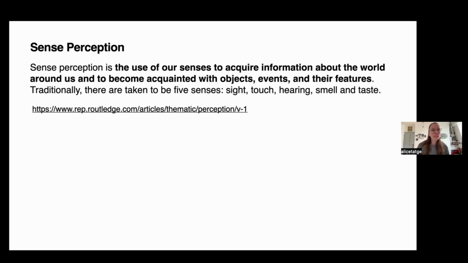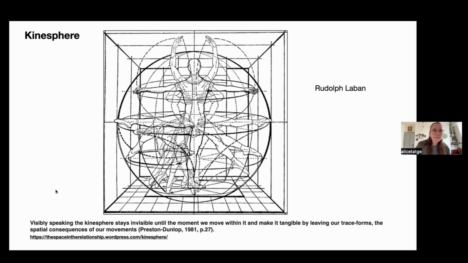If you were to Google it, the definition on Routledge would be the use of our senses to acquire information about the world around us and to become acquainted with objects, events, and their features. Traditionally, they're taken to be five senses, as you know: sight, touch, hearing, smell, and taste. Obviously, sight is the most primary when working in VR.